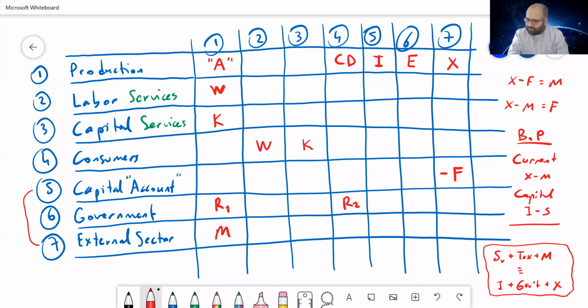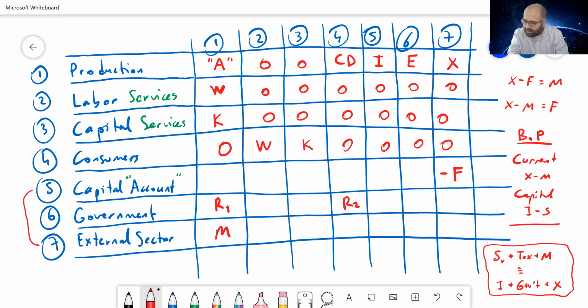So let me simplify the stuff for you. So this is 0, this is 0. These are all zeros, right? There's no other account that pays for labor or capital. Only the production sector pays for labor and capital, right? And consumers, they do not obtain anything from the production sector because they obtain their income from labor services and capital services, and then they also have 0 here.